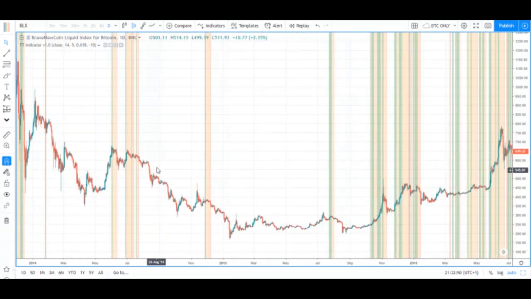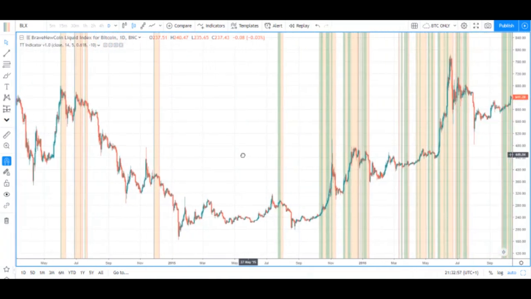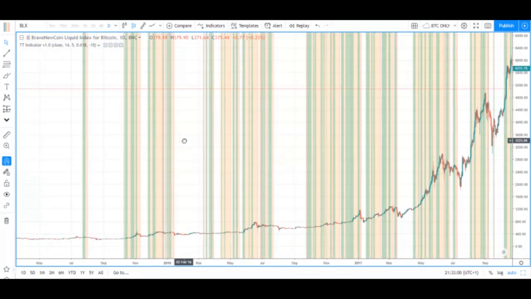As you can see, the white or blank background is basically telling you there is no uptrend here and there's no longs to take, and it's likely going to be down.